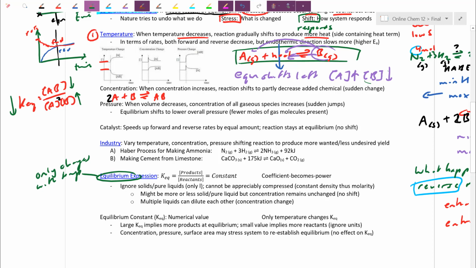As you look at the other stresses, they might cause the equilibrium to shift. It might cause the equilibrium to respond. All the numbers are actually different, but if it's not a temperature change, somehow the ratio between products over reactants before and after is unchanged.